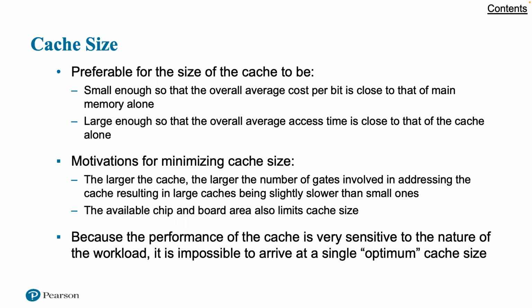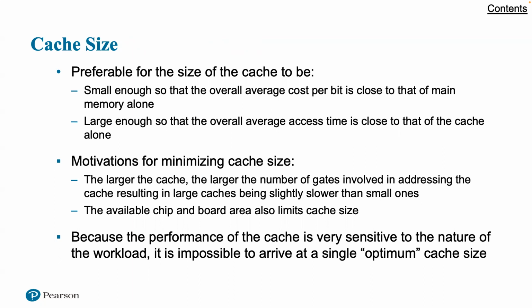So next, let's go ahead and talk about cache size. The second item in Table 5.1, cache size, has already been discussed. We would like the size of the cache to be small enough so that the overall average cost per bit is close to that of the main memory alone, and large enough so that the overall average access time is close to that of the cache alone. So here we're trying to get the best of both worlds.